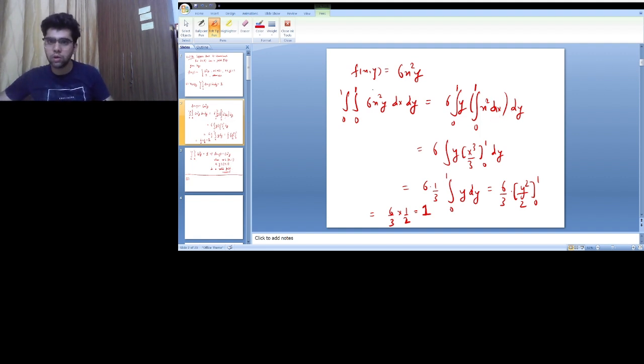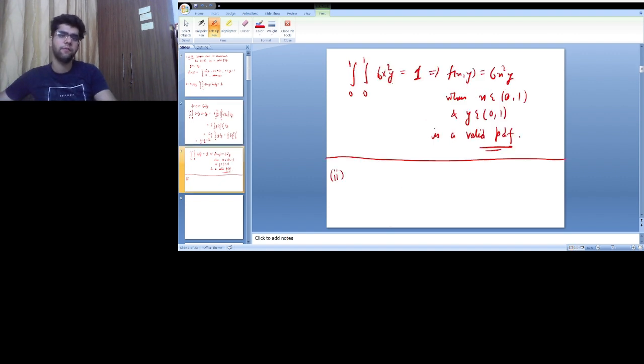So I just took out y from this integral, and then I solved x. After solving x, I took out the value of 1 by 3 from the y integral, because 1 by 3 is a constant term, and then I solved y, and finally what I got was 1, which proves that we have a valid PDF.